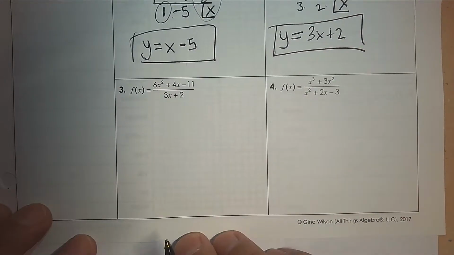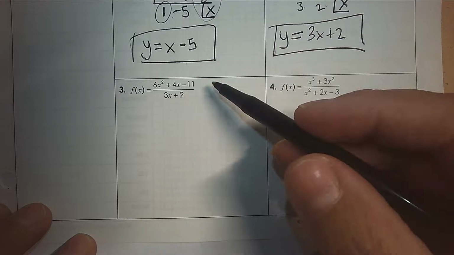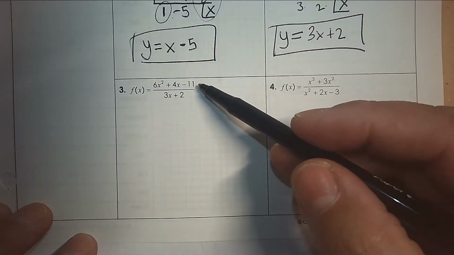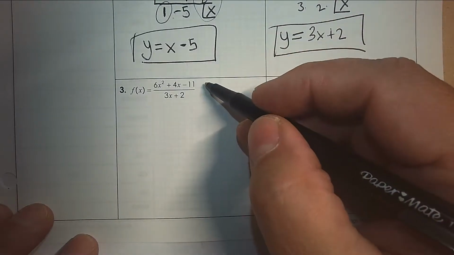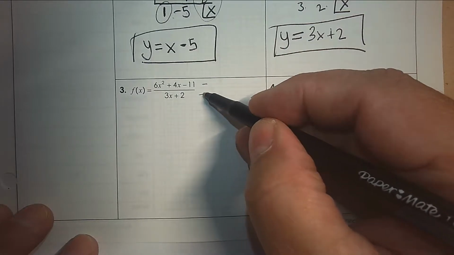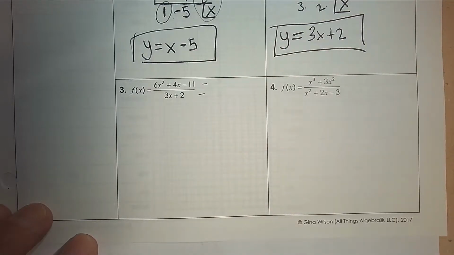Now it's my turn to ask. Chris, how do you know this is a rational? So it's a rational because the numerator and denominator are both polynomials. How do I know there's a slanted asymptote defined?